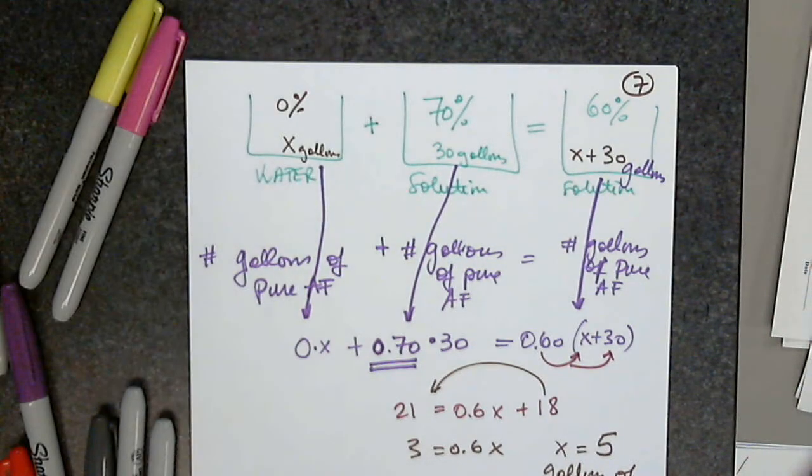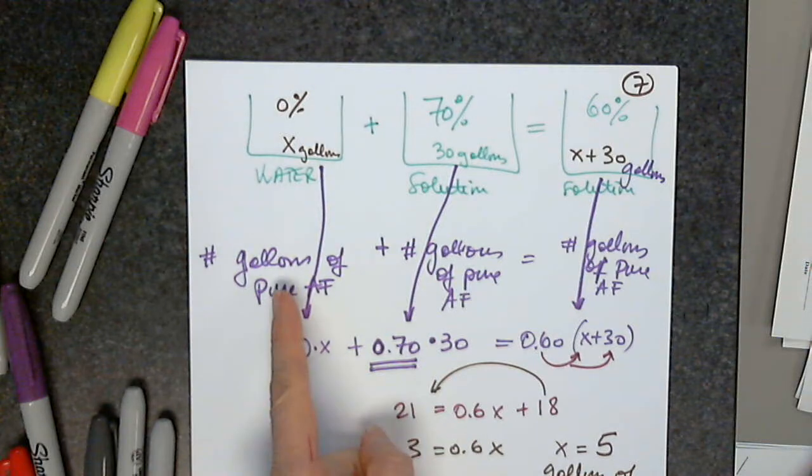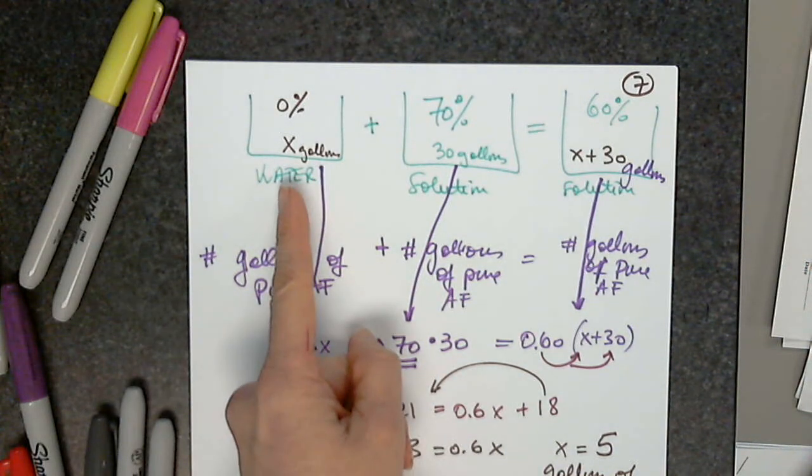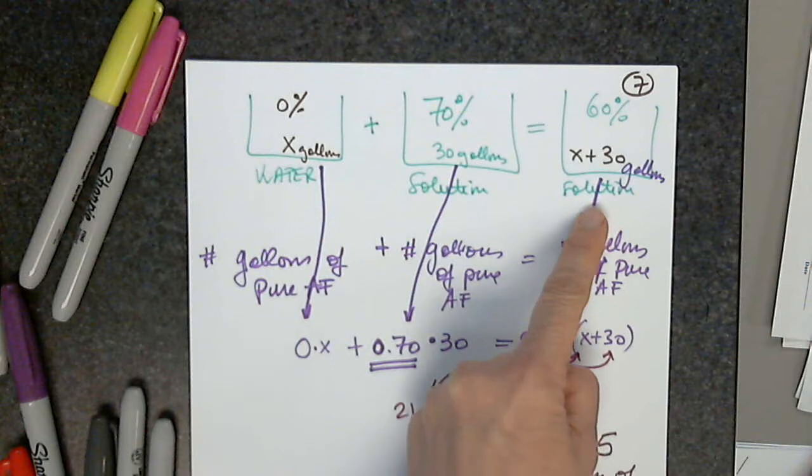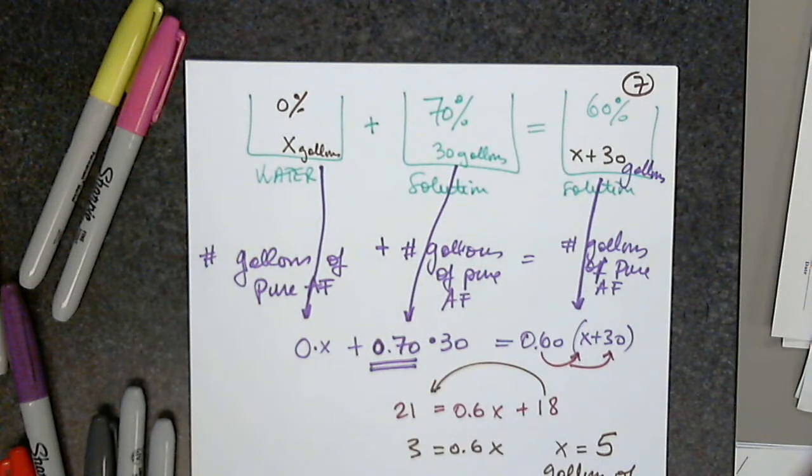So I cannot say solution plus solution equals solution, because they have different concentrations. So one possibility is the amount of pure antifreeze brought by the first one, which is 0, plus the amount of pure antifreeze brought into the resulting solution by the second one equals the number of gallons of pure antifreeze resulting in the third solution, right?